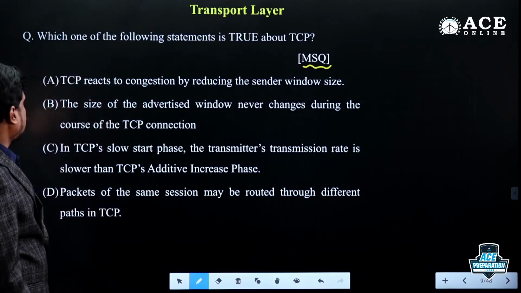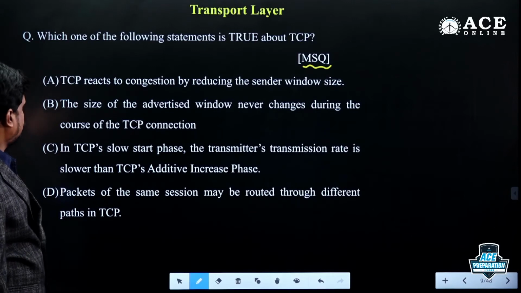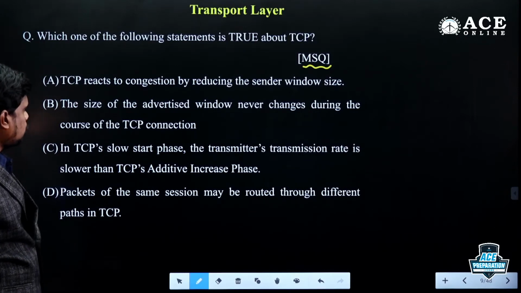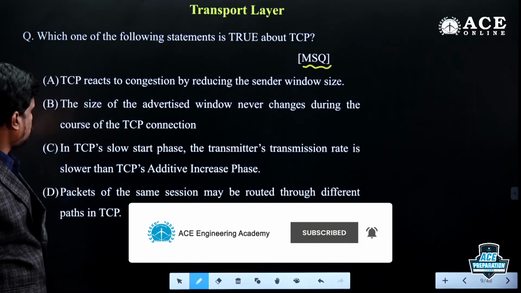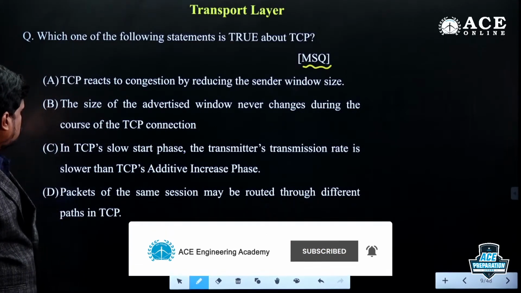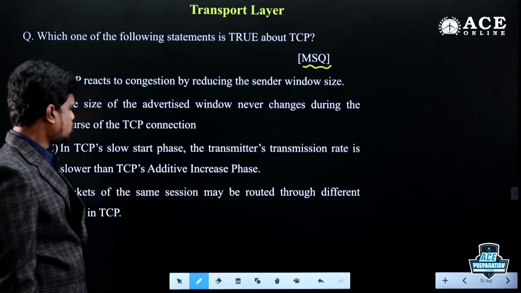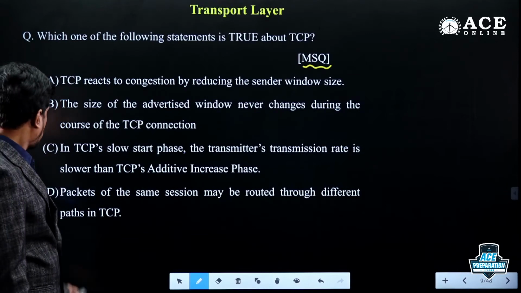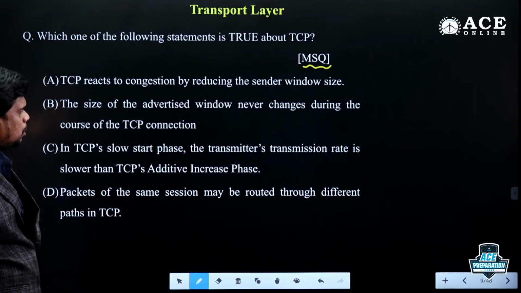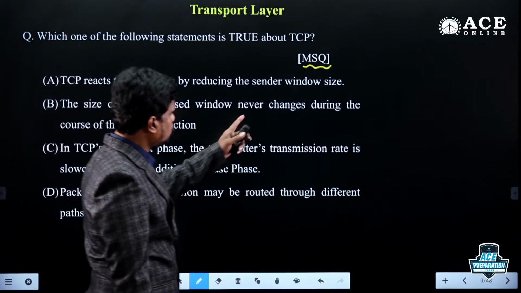Option A, it is mentioned that TCP reacts to the congestion by reducing the sender window size. Option B, it is mentioned that the size of the advertised window never changes during the course of a TCP connection. Option C, in TCP's slow start phase, the transmitter's transmission rate is slower than TCP's additive increase phase. And option D, the packets of the same session may be routed through different paths in TCP. So this is also an MSQ type question.